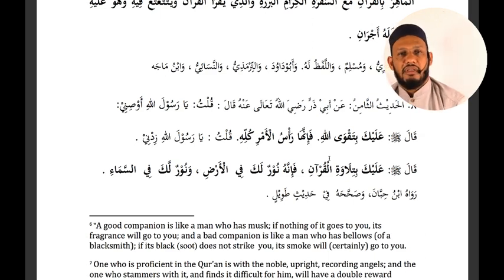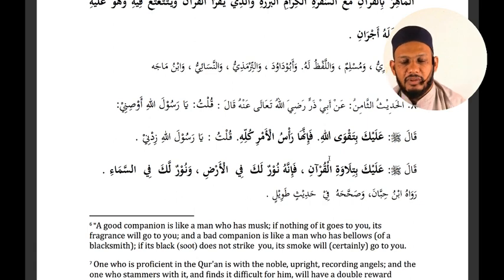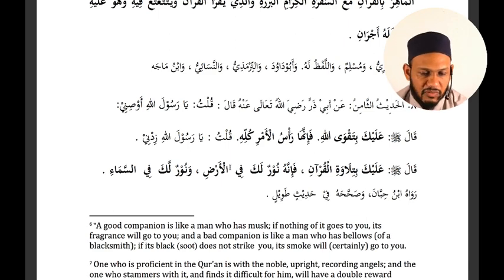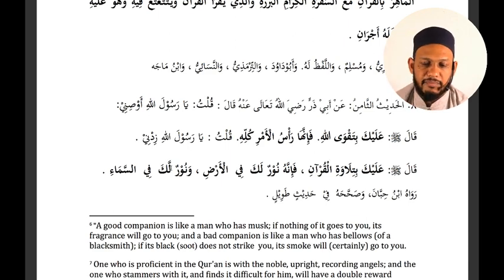قلت يا رسول الله أوصني. قال عليك بتقوى الله فإنها رأس الأمر كله. قلت يا رسول الله زدني. قال عليك بتلاوة القرآن فإنه نور لك في الأرض ونور لك في السماء. You can take a shadda off that lam there. Just nurun laka is fine.